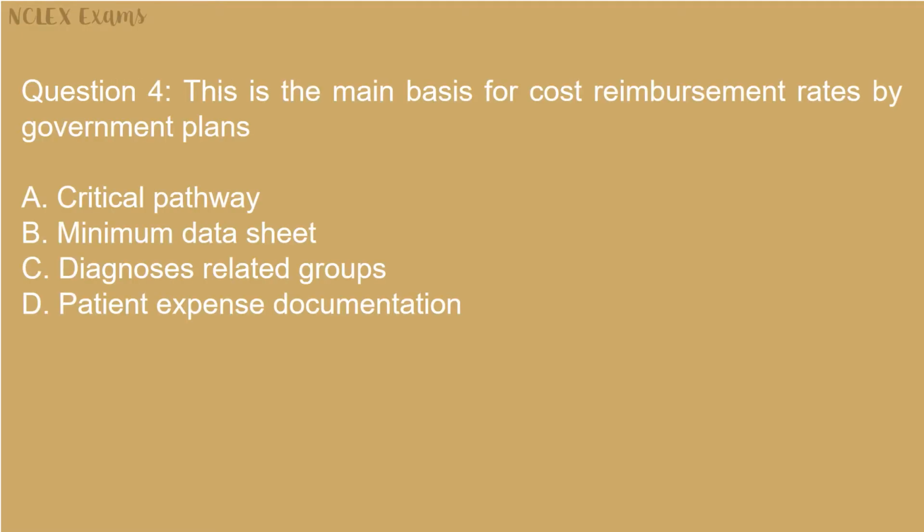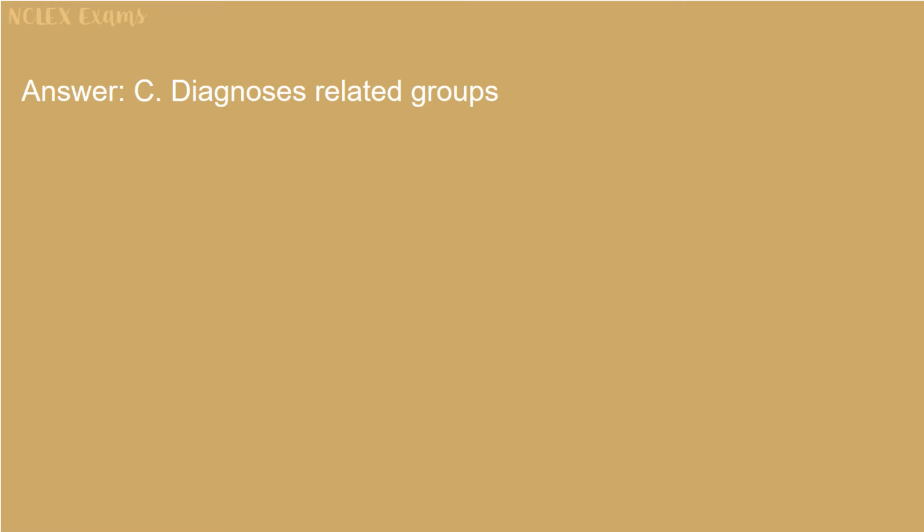Question 4. This is the main basis for cost reimbursement rates by government plans. A. Critical pathway. B. Minimum data sheet. C. Diagnosis-related groups. D. Patient expense documentation. Answer: C. Diagnosis-related groups.